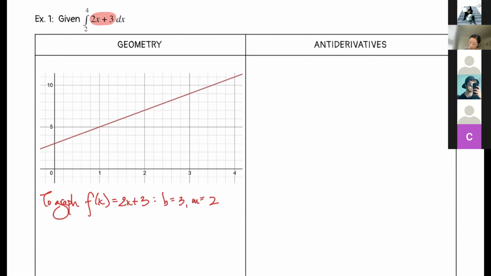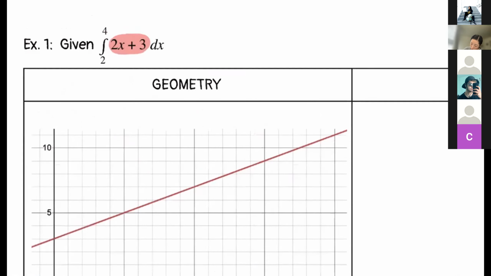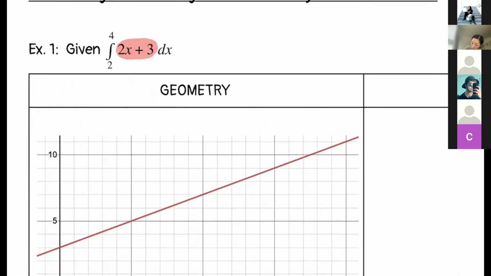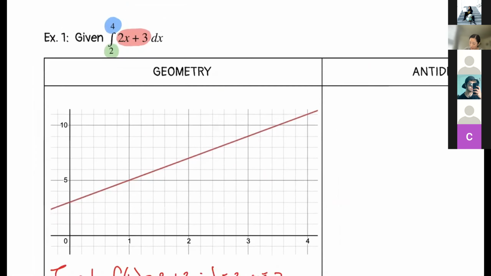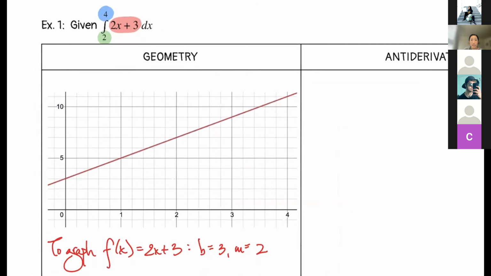Okay. Now let's worry about the integral part. If we zoom into this notation over here, we're going to notice that there is a number on the bottom, and let's go with green for that. There's a number on the bottom, 2, and there's a number on the top, 4. Now the 2 and 4 tell us x values. In particular, they tell us where to start looking for our area, and the top number tells us where to stop looking for area.